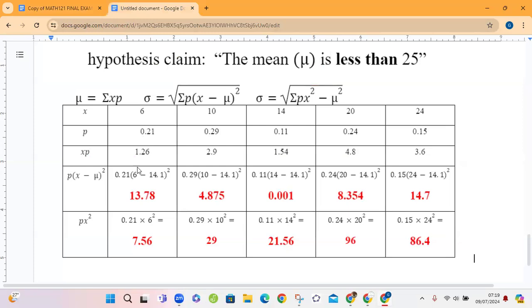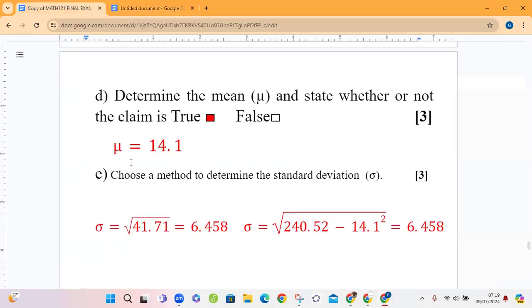open bracket 6, which is X here, minus 14.1, which is the mean, close bracket all squared, to get a value of 13.78. And this was done for each x value right up to 24. The p here is 0.15, open bracket 24 minus 14.1 all squared. And these 1, 2, 3, 4, 5 values will add it up. Here it is, they were summed up to give us a value of 14.71, and this was square rooted to give us a standard deviation of 6.458.